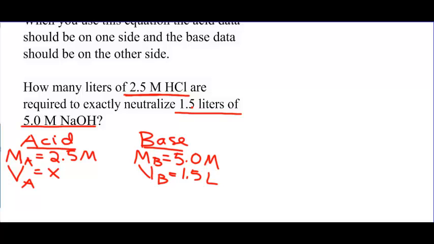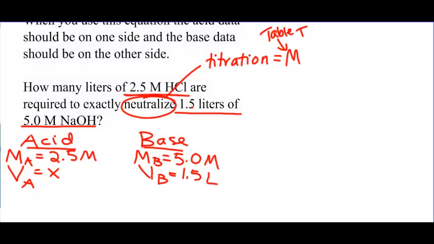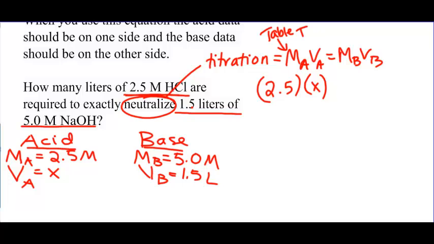So since we're titrating, you see the word neutralize. That means you're doing a titration, which means you're going to use the titration formula, which is found on Table T in your reference tables. MAVA equals MBVB. If you ever forget, that's the titration formula. So then we can plug in.